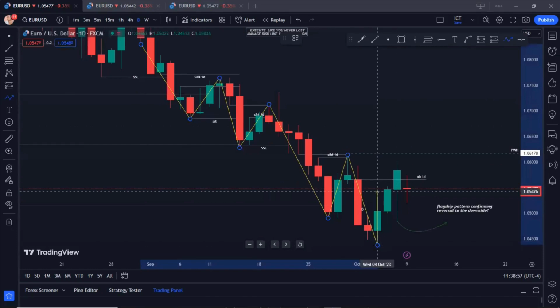Now price filled this gap here, reaching for this other block. Now we are waiting for Monday. Today is Monday, we're waiting for it.